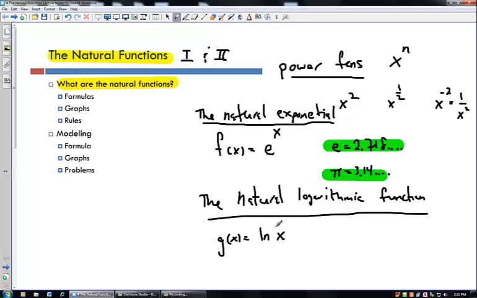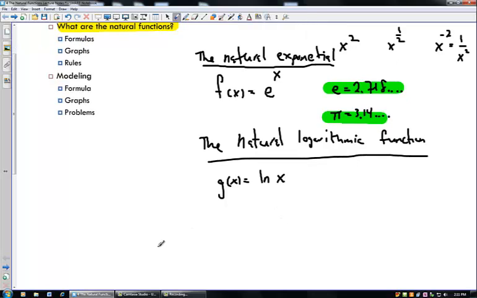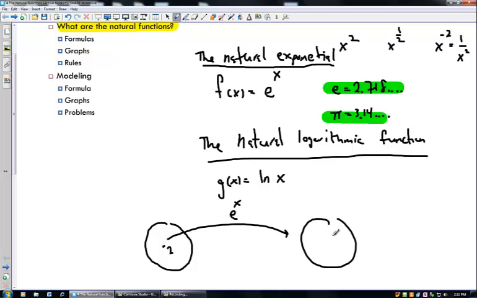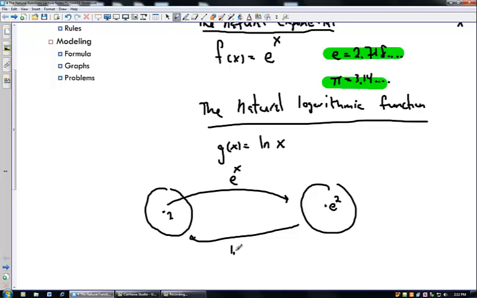The way these things are related is that they're inverses of each other. So if you have a domain here, and say you have a point, let's say 2, and you apply the function e to the x to it, it's going to take you over here to e squared. And then the inverse function, ln of x, will take e squared back to 2. So you can actually see here that ln of e squared will be equal to 2.